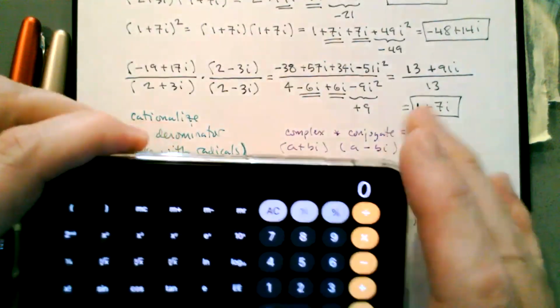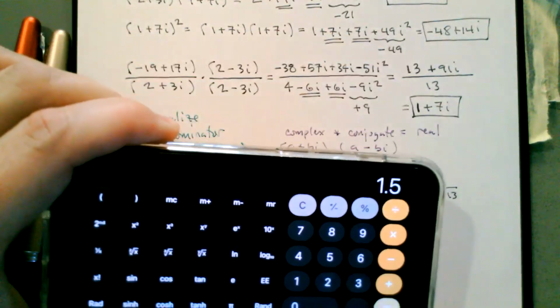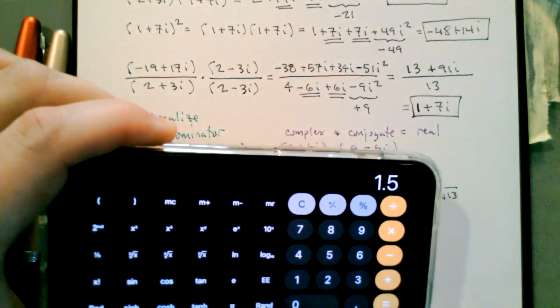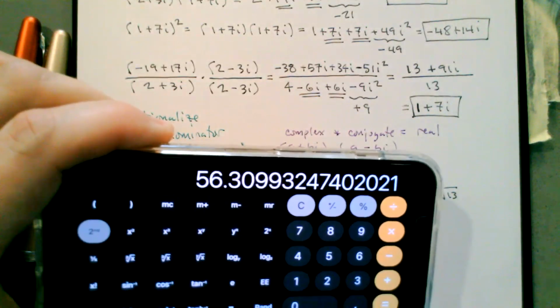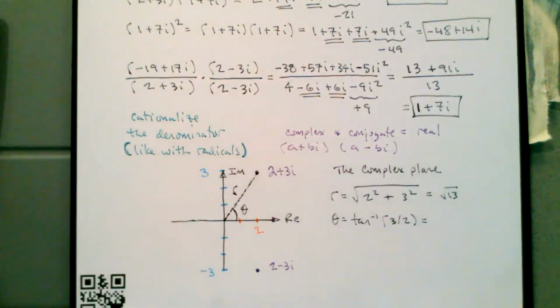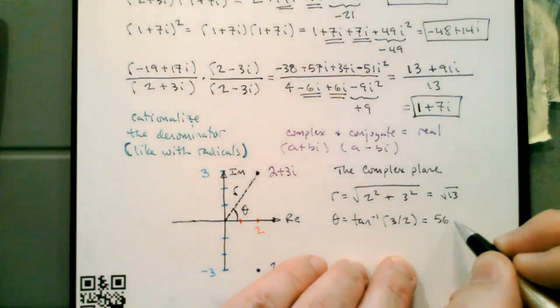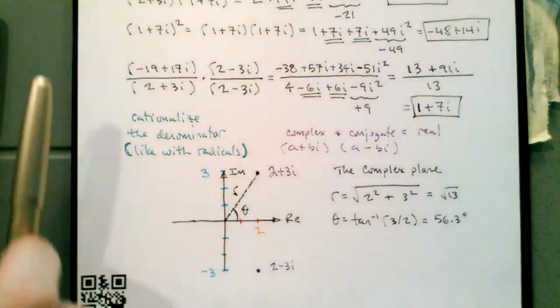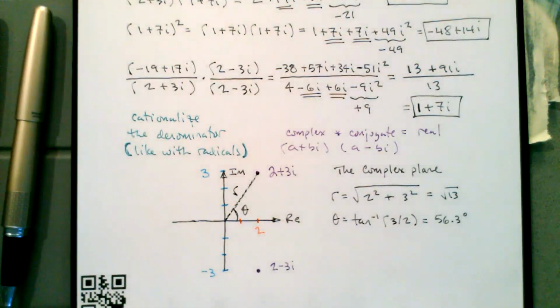So 3 divided by 2 is 1.5. And then I want the tangent inverse, 56.3 degrees. So we got these two different ways of describing this complex number 2 plus 3i. It's 2 plus 3i in Cartesian coordinates or rectangular coordinates. And it's at square root of 13 and 56.3 degrees in polar coordinates.